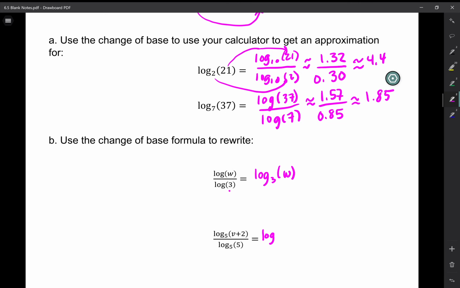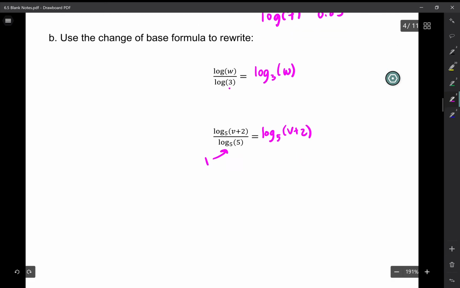Well, let's just do it. Log base 5 of v plus 2, which isn't super helpful because we are already log base 5, and we all know that log base 5 of 5 is 1. It's not the world's best example. Let's move on. Alrighty.